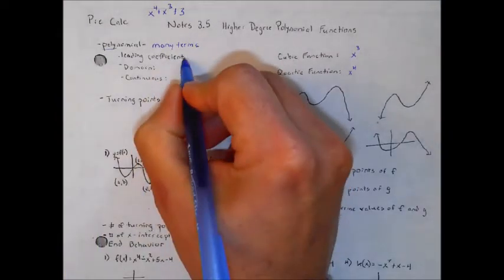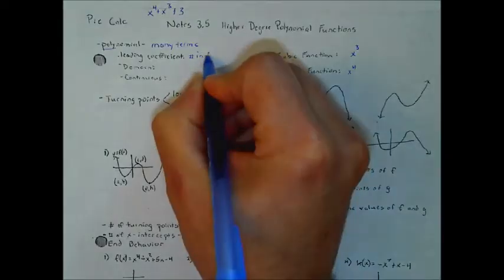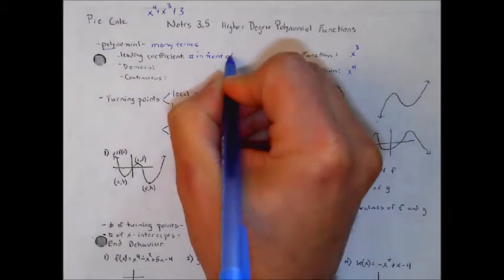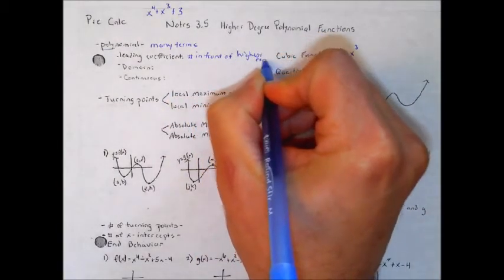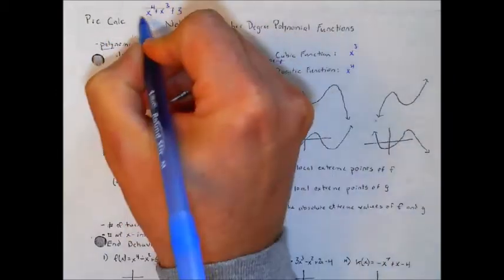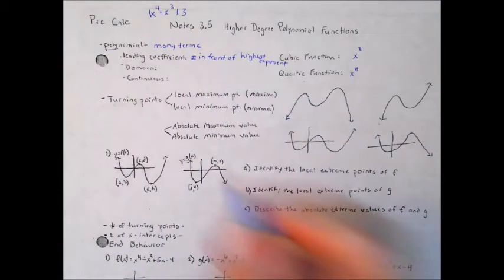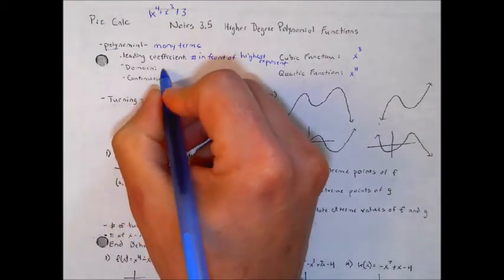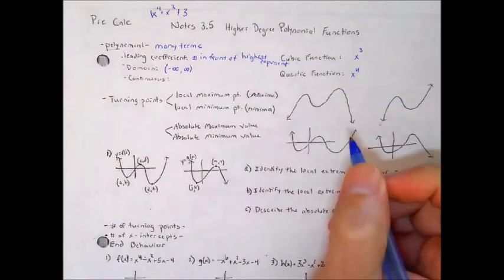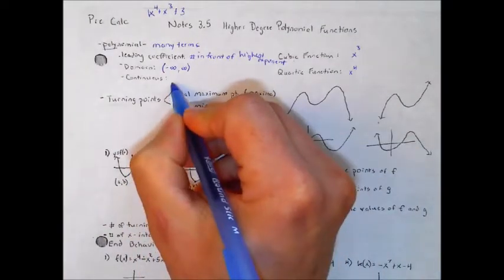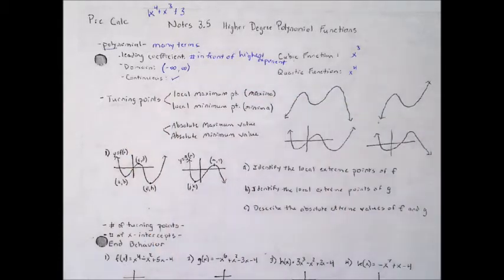Our leading coefficient is the number in front of the highest exponent. Okay, so this would be like a 1 x to the fourth. The leading coefficient is a 1. Okay, our domain of these types of functions is from negative infinity to positive infinity, is all real numbers, and they are continuous. They're smooth and continuous. So yes, they are continuous functions as well.